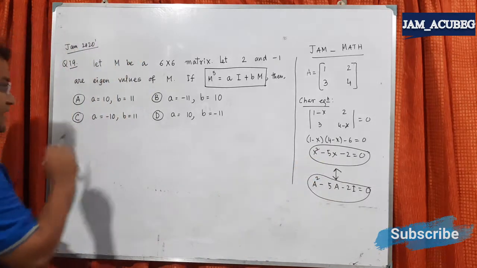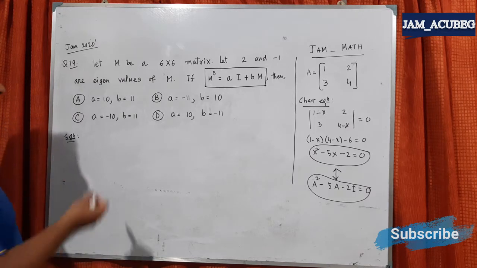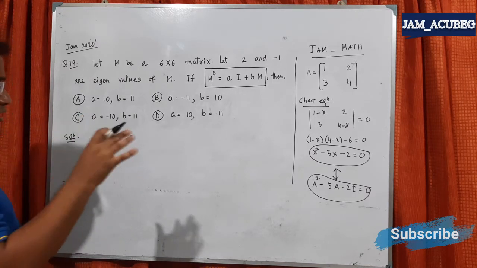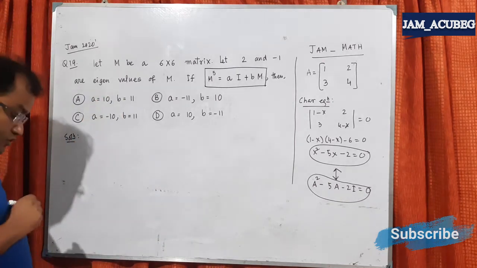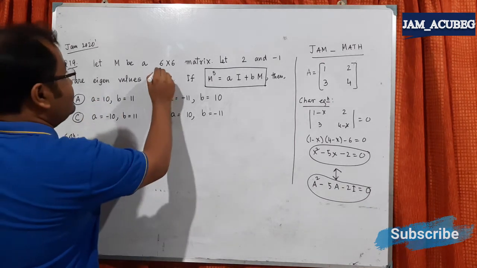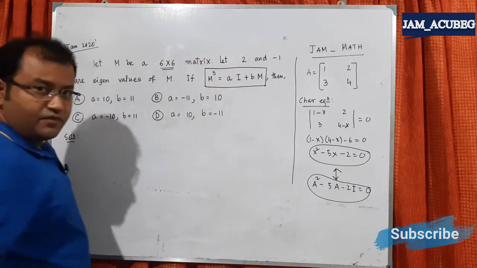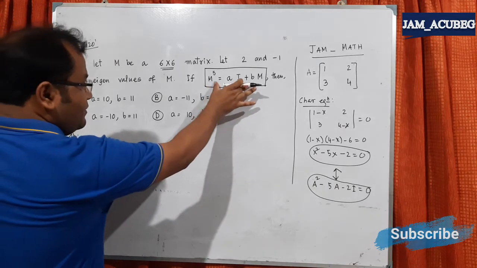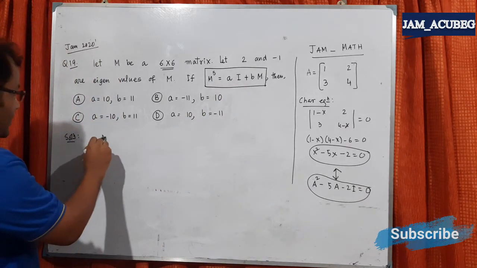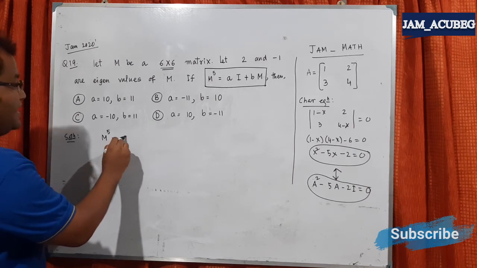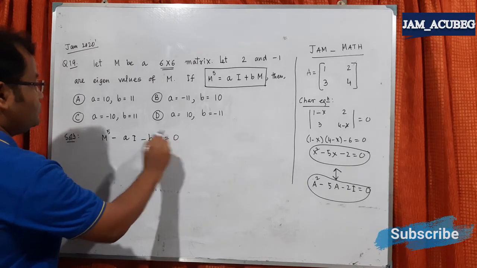Now if I go for the solution of this problem, it is not a very great solution, it is a very simple solution. But students should maintain their nerve, because they will try to confuse you with a big expression, like a 6 by 6 matrix with M to the power 5 or something. When this type of matrix expression is there, so M to the power 5 minus aI minus bM equals 0.